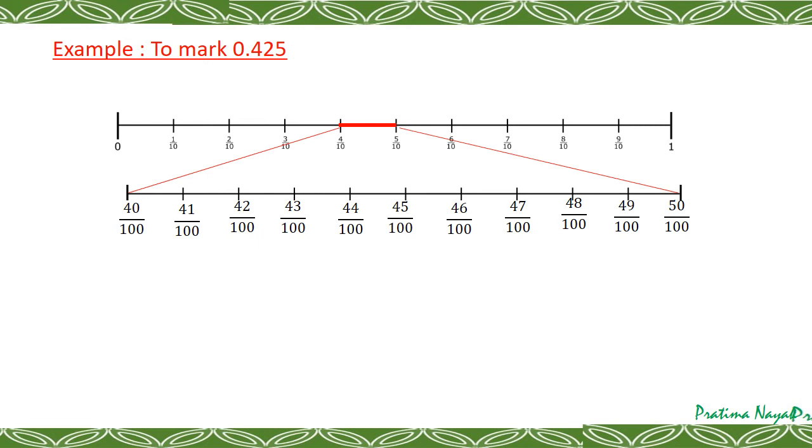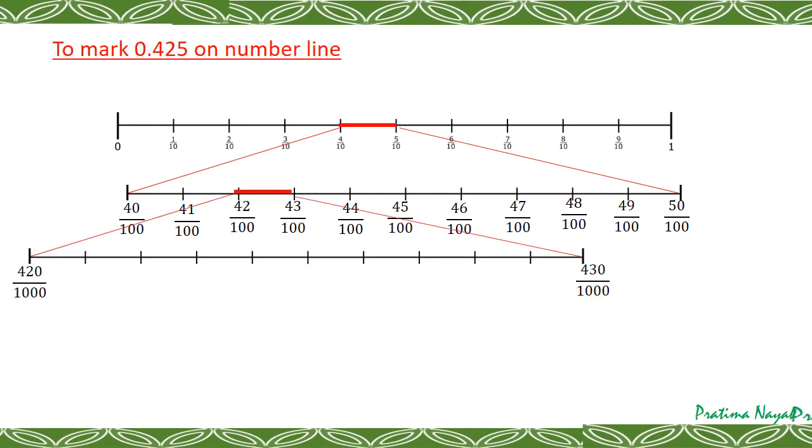Now see, 0.425 is greater than 42 by 100, but it is less than 43 by 100. So the next step is, I'll again magnify 42 by 100 and 43 by 100. So this portion will be magnified now. The extreme ends will be 420 by 1000 and 430 by 1000. And if we calculate, it will be 0.42 and 0.43. So this number is between 0.42 and 0.43.